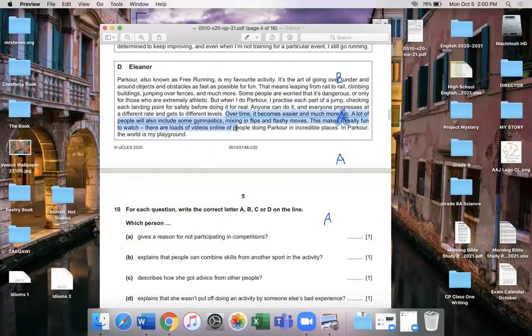So this sentence here clearly answers that for Eleanor and the parkour. Over time, it becomes easier and much more fun. A lot of people will also include some gymnastics. Clear answer, so fast, awesome.